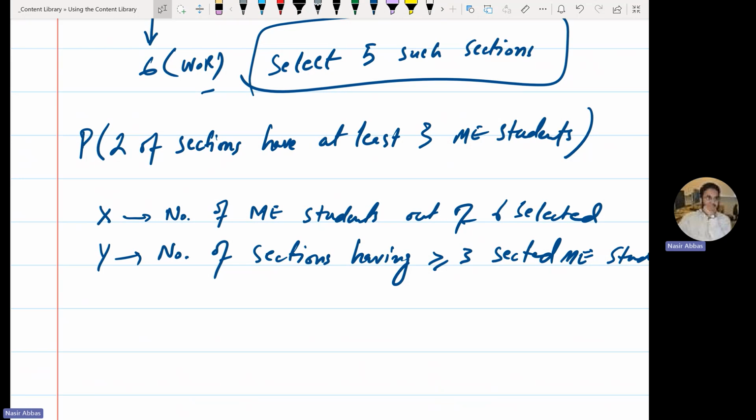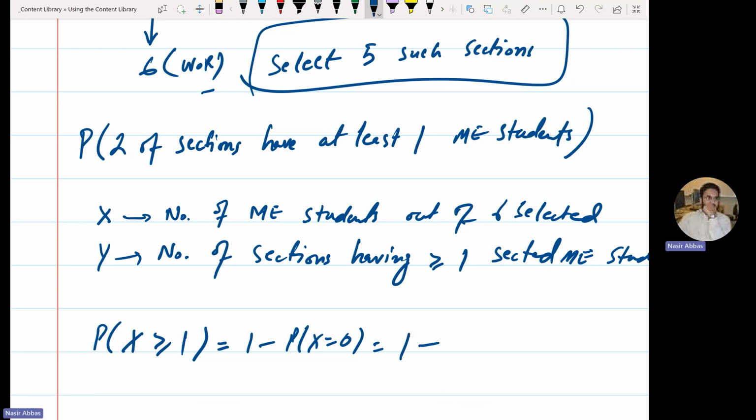First, talk about within X. Find the probability that for any specific section, if you select 6, there will be at least 3 mechanical engineering students. So what is that? Greater than or equal to 3? Hypergeometric. How do you find that? Let me make it easier. At least 1. How will you find that? Complement, 1 minus.